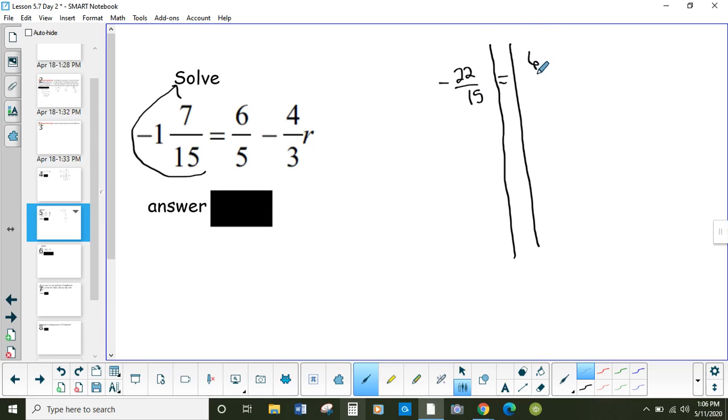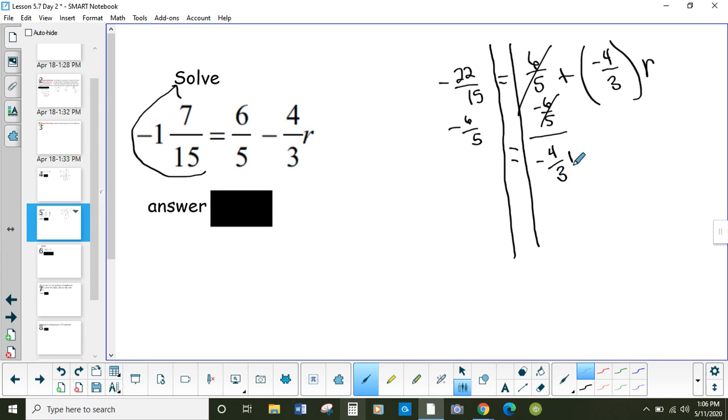Over here, 6/5 is already a fraction, and we'll do the rule for subtraction, add the opposite. Remember, we always put the negative up top just so we know what to do with it. So minus 4/3 is like plus -4/3 with the negative on top, same thing. Work farthest away from the variable first. I'm going to subtract this fraction from both sides. That's gone. We're left with -4/3 r on the right side.